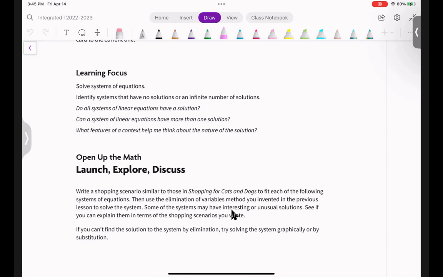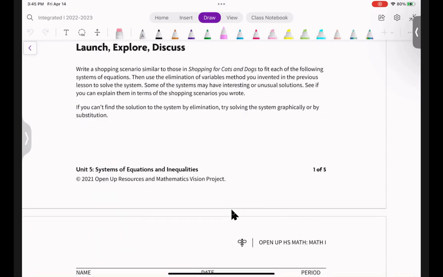Okay. So we're just going to continue on with Carlos and Clarita and their shopping. It says, write a shopping scenario similar to those in Shopping for Cats and Dogs to fit each of the following systems of equations. Then use elimination of variable methods you invented in the previous lesson to solve the system. Some of the systems may have interesting solutions or unusual solutions. See if you can explain them in terms of the shopping scenarios that you wrote. If you can't find the solutions to the system by elimination, try solving the system graphically or by substitution.